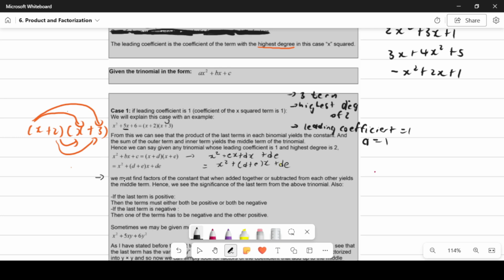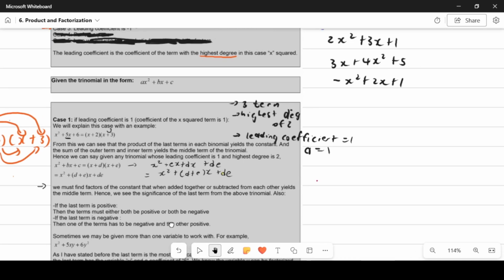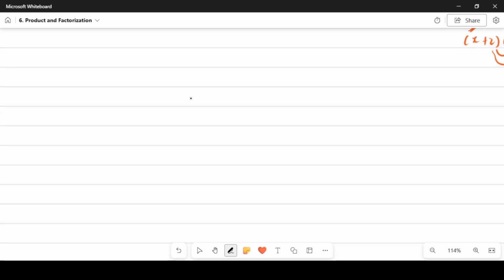So I say we must find factors of the constant that when added together or subtracted from each other yield the middle term. So you have to find factors of the constant. Finding factors is basically saying find two numbers that when multiplied together will give you that number. I know it's a bit complicated, so let's solve an example. Let's say that we are given x squared plus 5x plus 6. How would we solve this?